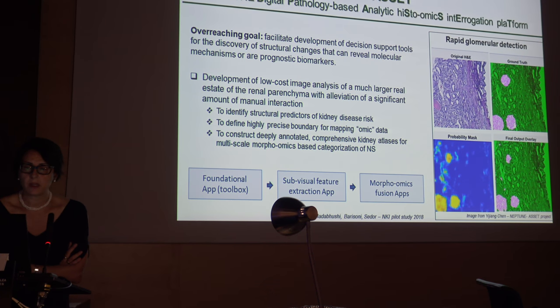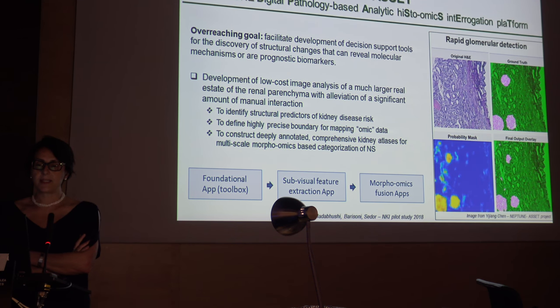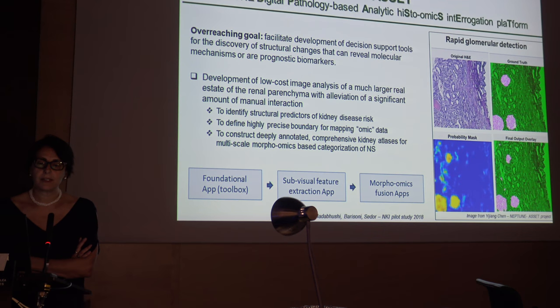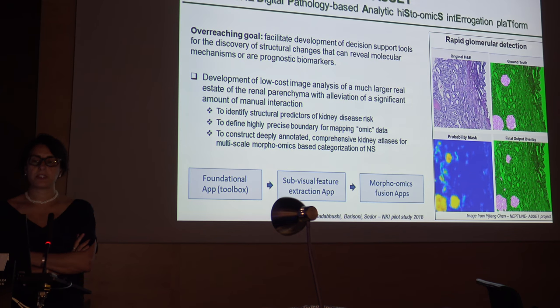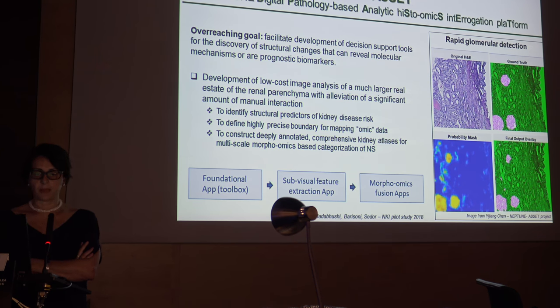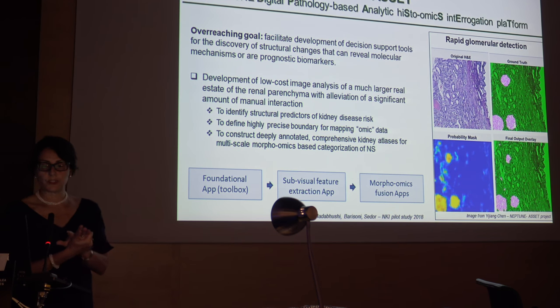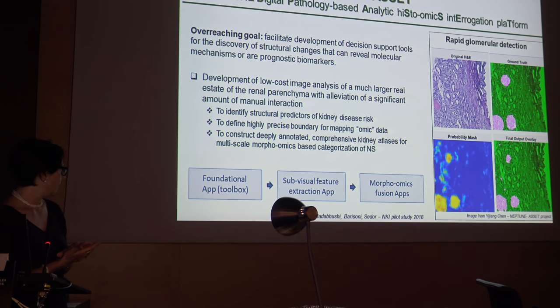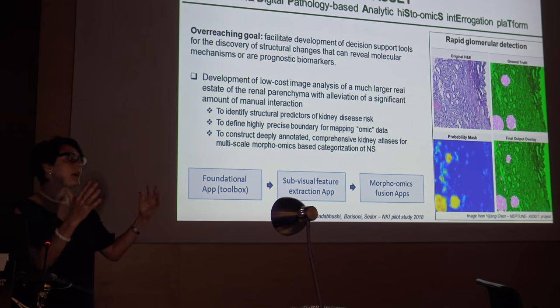Another project that we are conducting in the setting of Neptune is the Neptune ASSET, the Neptune Digital Pathology-Based Analytic Histonomic Interrogation Platform. The overarching goal is to facilitate the development of decision support tools for the discovery of structural changes that can reveal molecular mechanisms or prognostic biomarkers. So the idea is to develop a low-cost image analysis to identify structural predictors of kidney disease risk, to define high precision boundaries to map omics on the tissue, and to construct deeply annotated comprehensive tissue kidney analysis for multi-scale morphomic-based categorization of renal disease. So this is done in different layers, right?